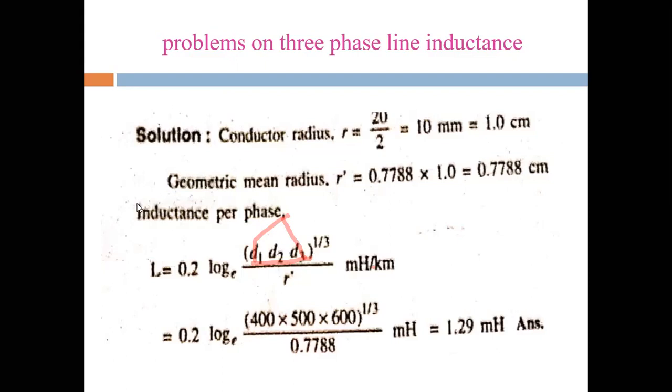Suppose the conductors are placed in the same triangular shape but at equal distances. Then the loop inductance L is equal to 0.2 log e D by R dash, where R dash is the geometrical mean radius.